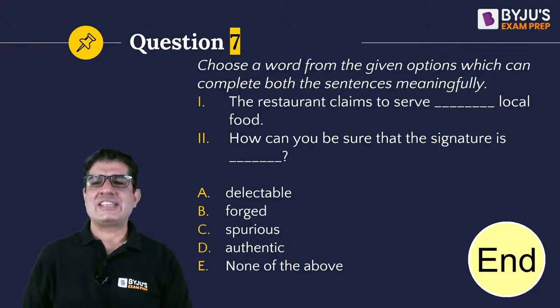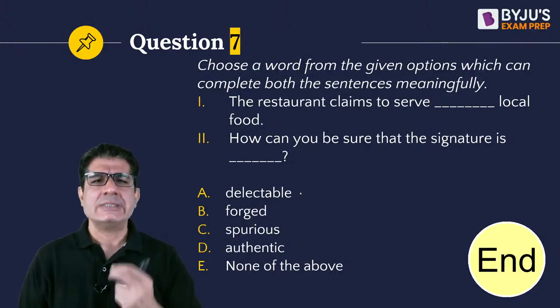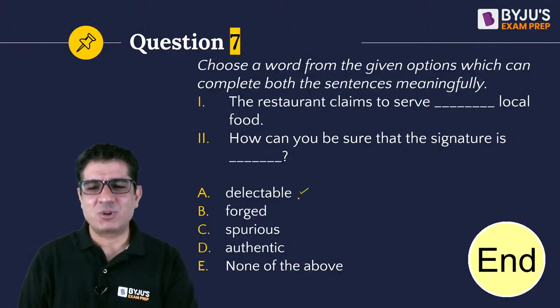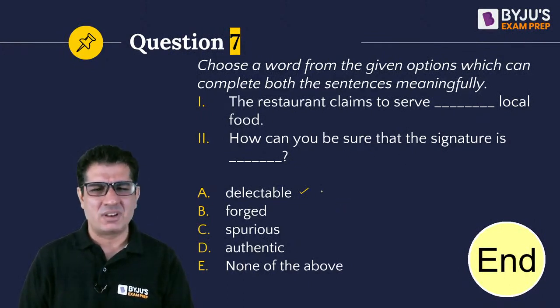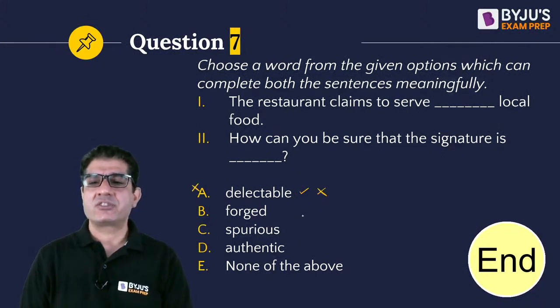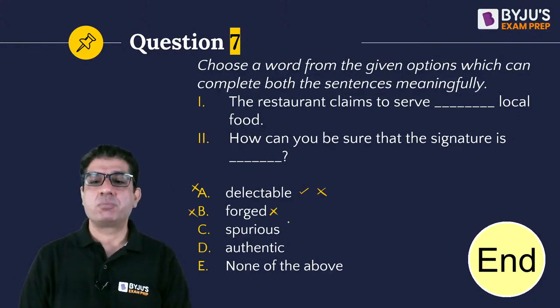Okay, so let's see. The restaurant claims to serve delectable local food. Delectable means delicious. Yum. So it does go in the first blank. How can you be sure that the signature is delectable? No, we can't use delectable for signature. So let's rule out A. The restaurant claims to serve forged local food. Does not go in the first blank. The restaurant claims to serve spurious local food.